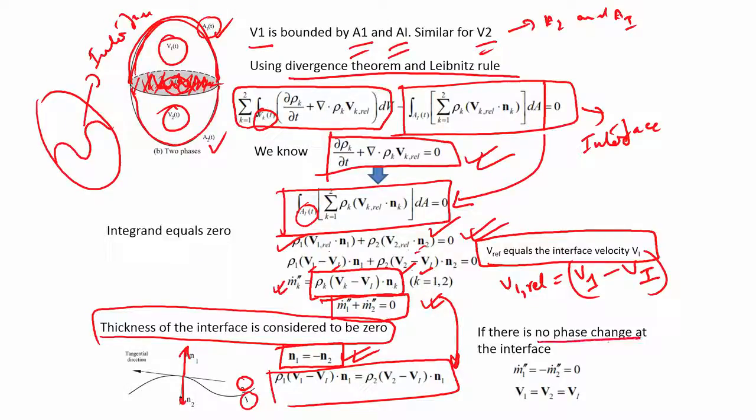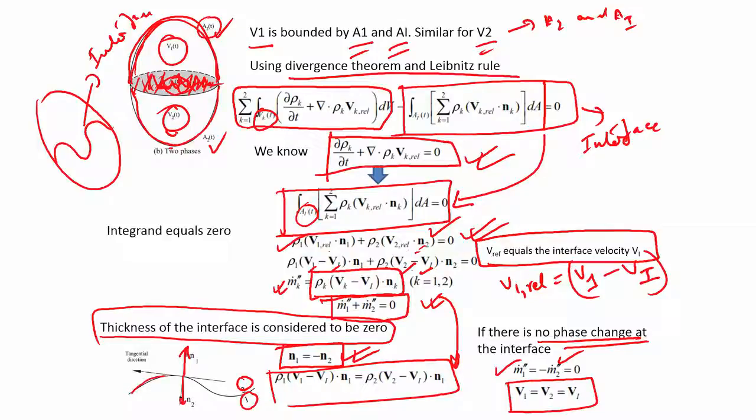If there is no phase change, that means m 1 and m 2 are equal to 0, then the velocity V 1 is the same as V 2 is the same as V I. Now you can clearly see the link: m 1 double prime and m 2 double prime is basically the transfer of mass between the two phases. That means there is a phase change going on. So, there may be liquid water here, vapor here, some liquid water is getting converted to vapor, or some vapor is getting converted to liquid water, whatever may be the case.